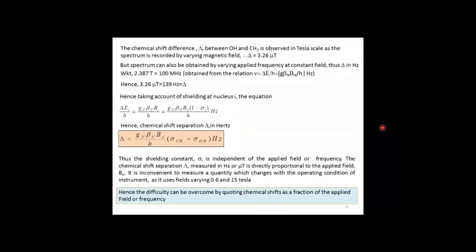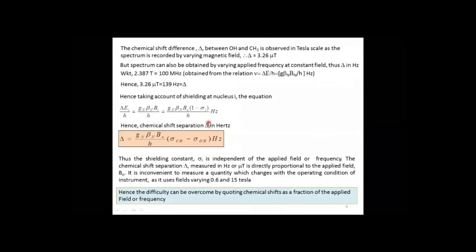So the chemical shift difference, delta. You could see here the difference between the hydroxyl proton and the methyl proton is represented by delta. That is the difference in the positions of these two signals. So the chemical shift difference delta between the OH and CH3 is observed on the Tesla scale.